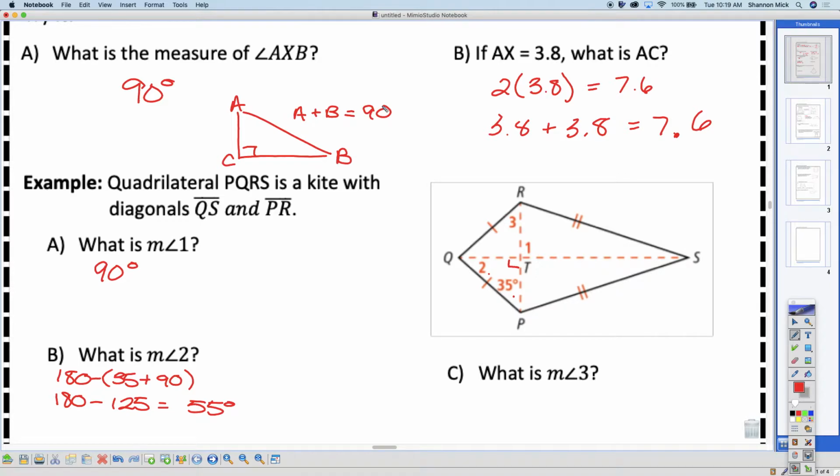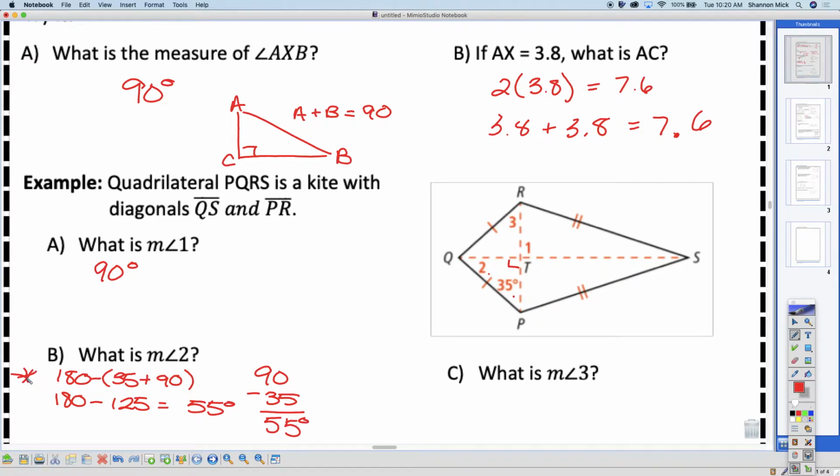Could I have just taken 90 minus 35? Yes. I always just take 90 minus because I know the right angle is 90, yes? And I know the other two angles have to equal 90. But this only works in what kind of a triangle? Right. So if you want to stick with something that works every single time, we do 180 minus the other two angles.